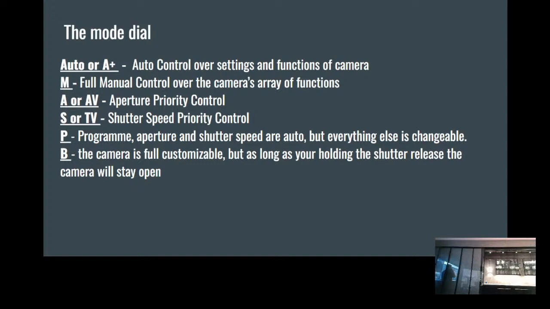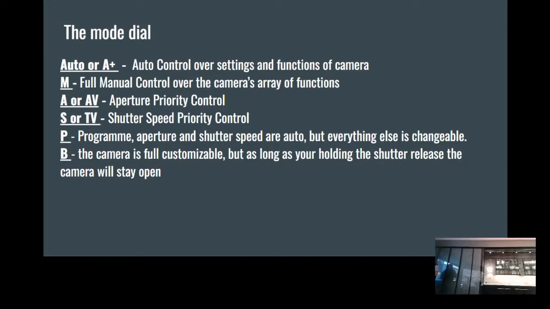As you start to get better with photography, you're going to notice right off the bat what works and what doesn't work on auto, and that's where then you'll learn the other controls that are available to you. One of the most popular being full manual, which is symbolized by an M. That's full control over the camera's array of functions. Anything that you can change on a camera, you can change through manual.